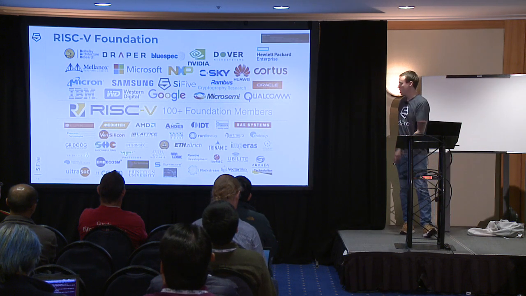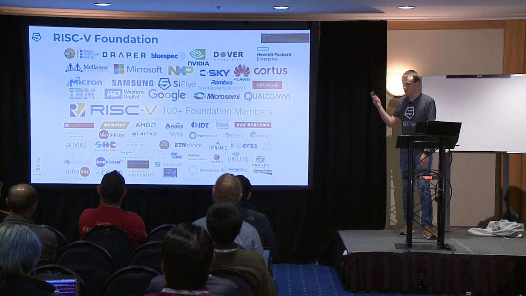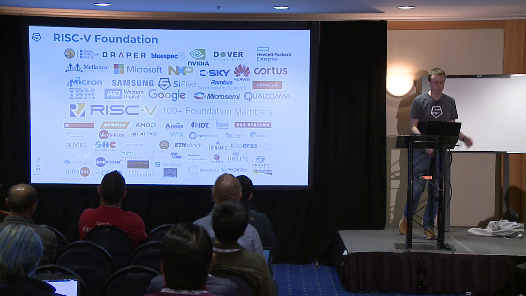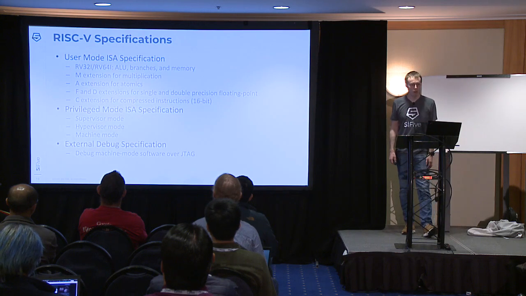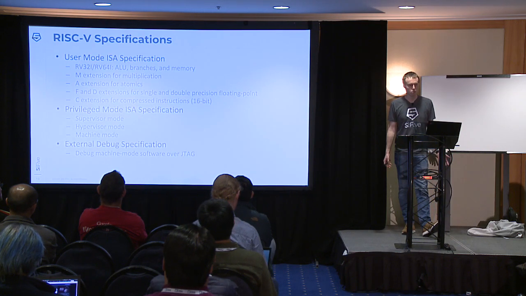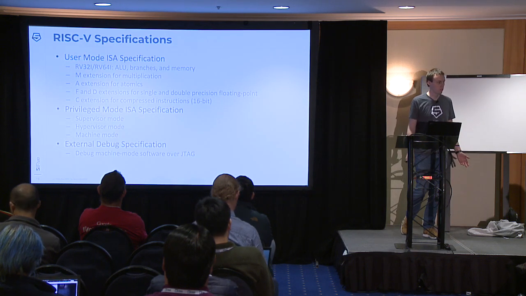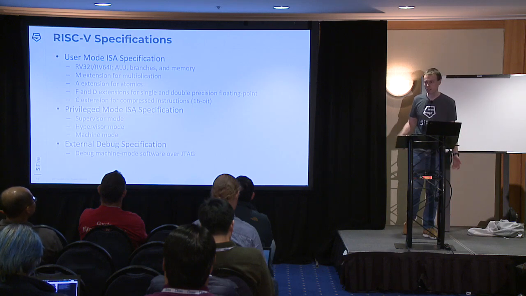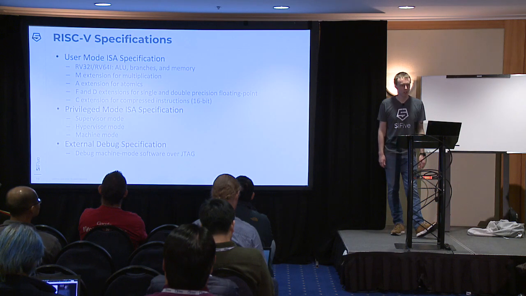And we've got 100 plus members, the slide's old, a lot of big companies in it. It's become a big deal. And the main goal of the RISC-V organization is to produce RISC-V ISA specifications. So the big one is the user mode ISA specification. That's where most of the code runs, right? That's the adds and multiplies and that sort of stuff.